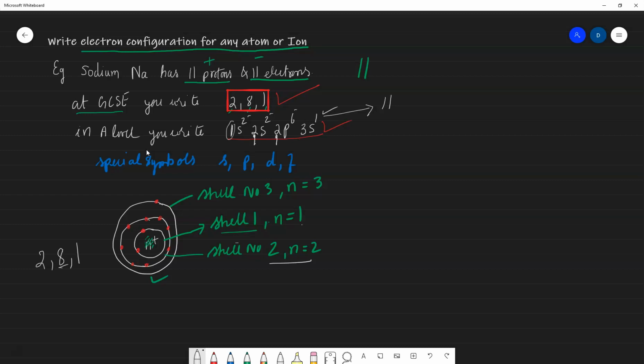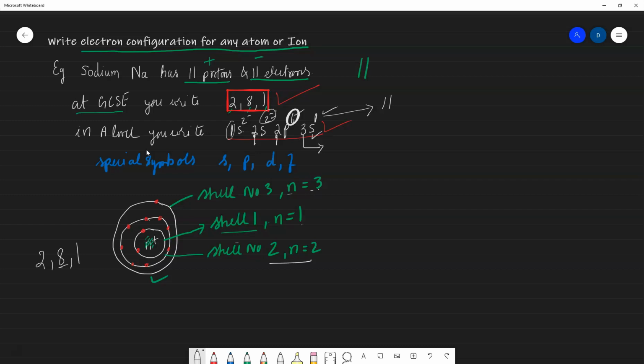So you've got a clue now. The first number here tells you the shell number. So in shell number 2, there are totally 2 plus 6, 8 electrons. And in shell number 3, that is n equal to 3, the third shell, there is 1 electron. So in this notation, the first number tells you the shell number, and the number on the top is the number of electrons. The only thing that is not very clear at this stage is these symbols s and p.